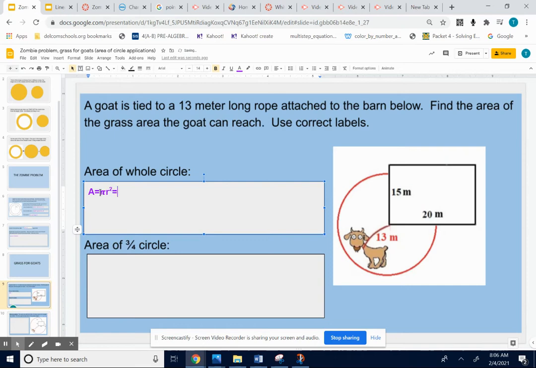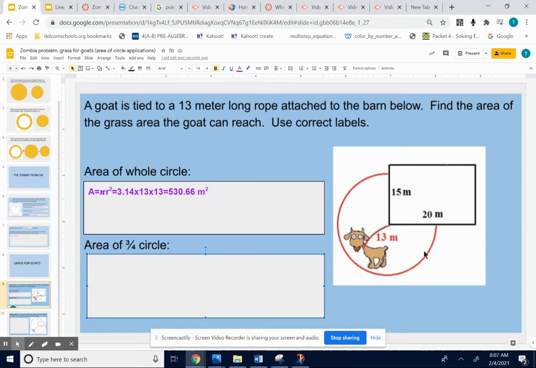So the area of the whole circle would be pi, which is approximately 3.14, and the radius is 13. I'm just going to type in 13 times 13. So on the calculator, 3.14 times 13 times 13, 530.66. So 530.66 square meters in the whole entire circle.